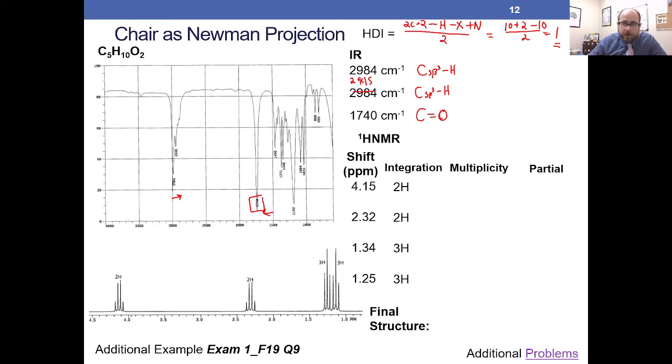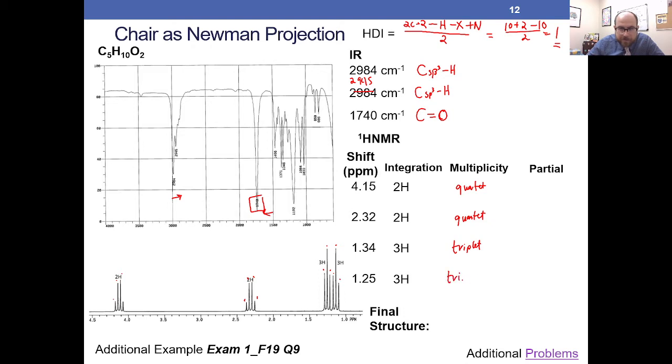If we take a look at our most deshielded signal, the one at 4.15, and count the number of peaks here, we have 1, 2, 3, and 4. That corresponds to a quartet. If we look at the peak at 2.32, we have 1, 2, 3, 4 peaks, so we have another quartet. We have 2 additional peaks that are fairly close to each other, but they are in different chemical environments, so we can identify their multiplicity. The one at 1.34 is 1, 2, and 3, so it's a triplet. The adjacent signal is also a triplet, 1, 2, and 3.